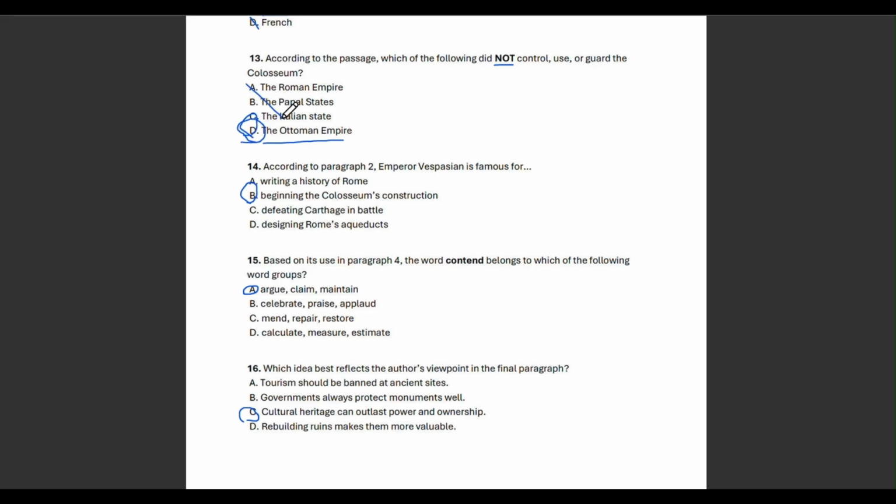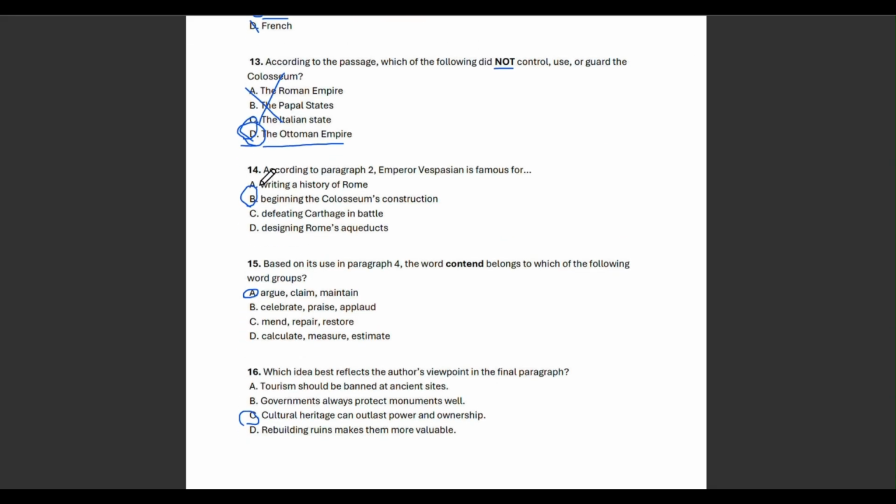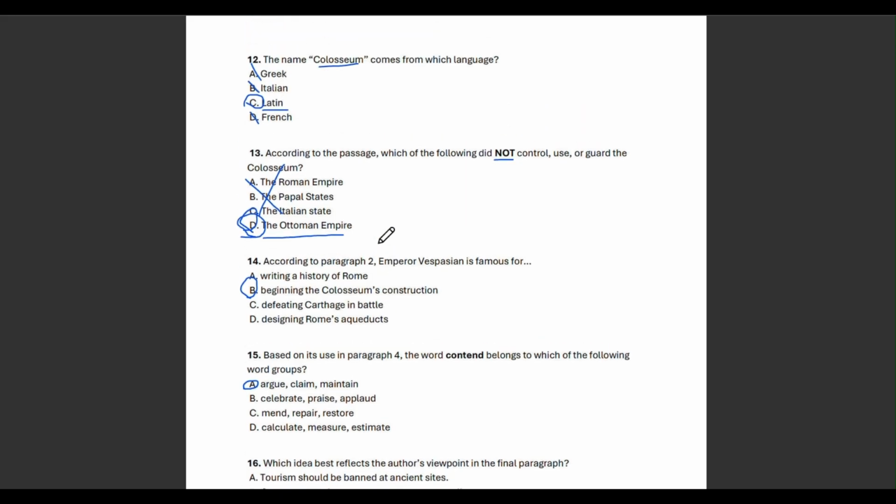Let's move on to question 14. This question asks about what Emperor Vespasian is famous for, according to paragraph 2. Our choices are A, writing a history of Rome, B, beginning the Colosseum's construction, C, defeating Carthage in battle, and D, designing Rome's aqueducts.